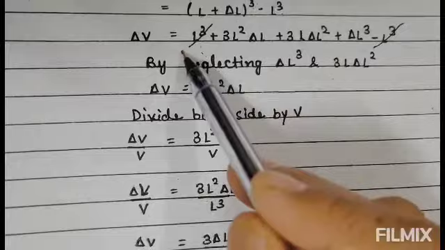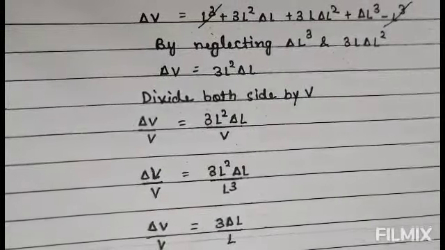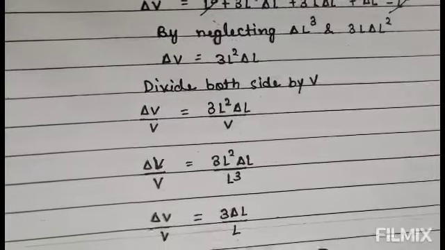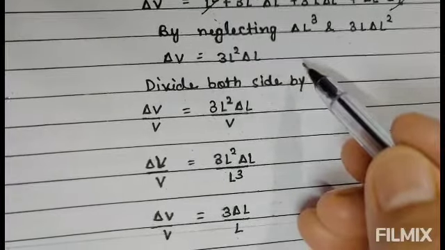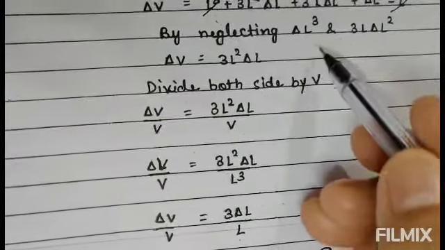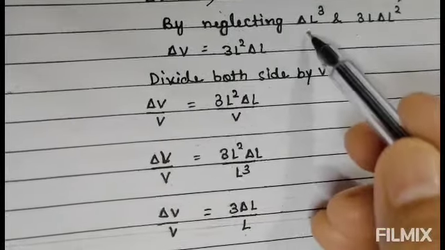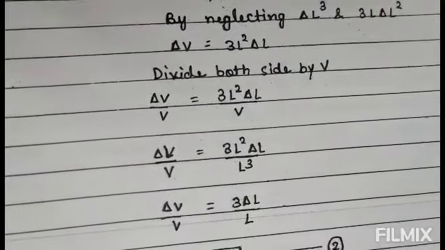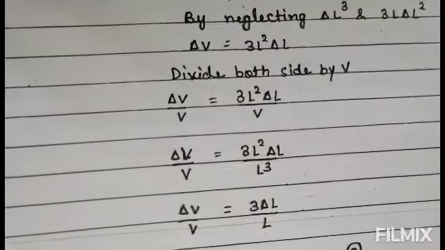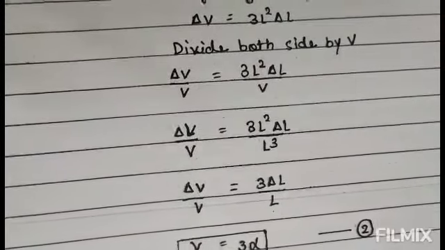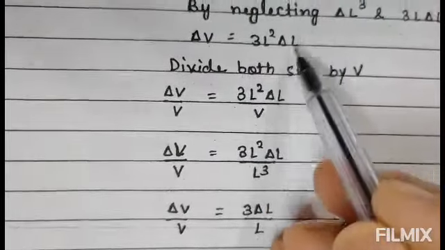L cube would be cancelled here, and as we know del L is a very small quantity, so its square and cube will be even smaller, and we can neglect those quantities, del L square and del L cube. So the remaining term is del V equal to 3L square del L.